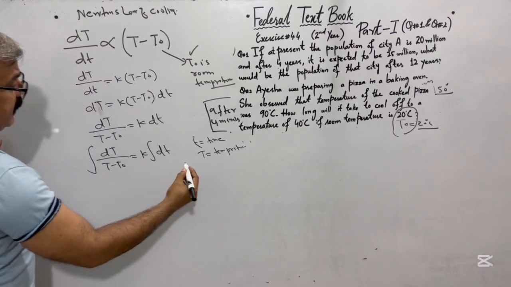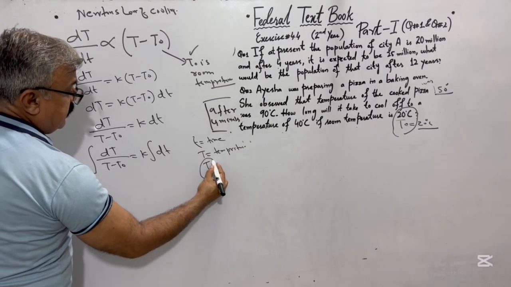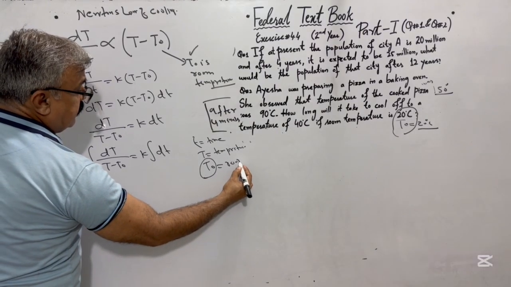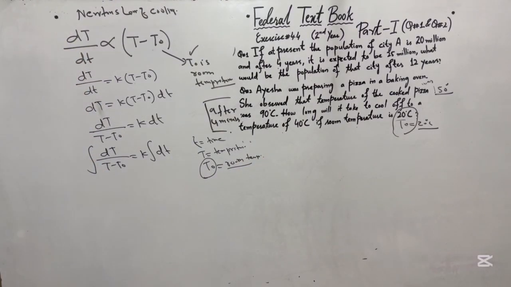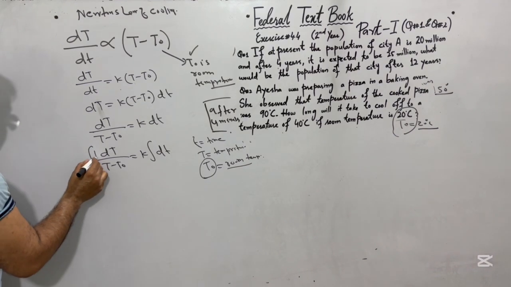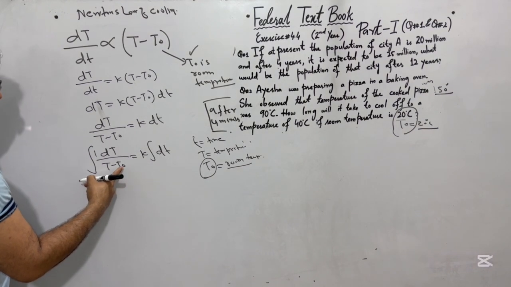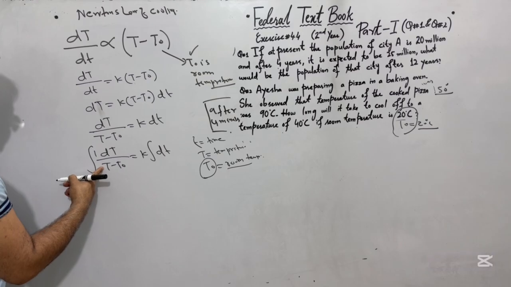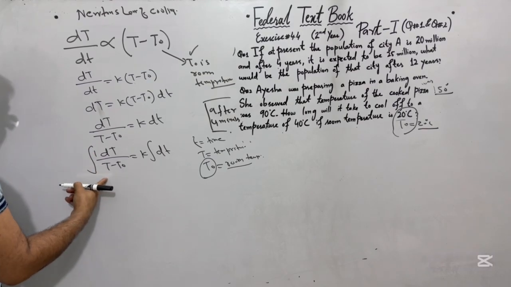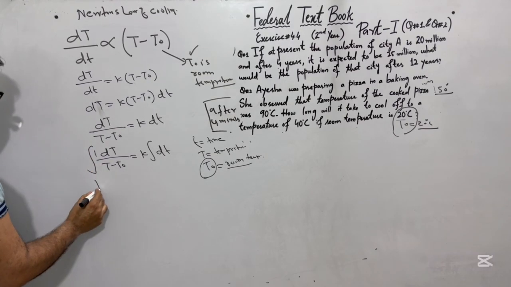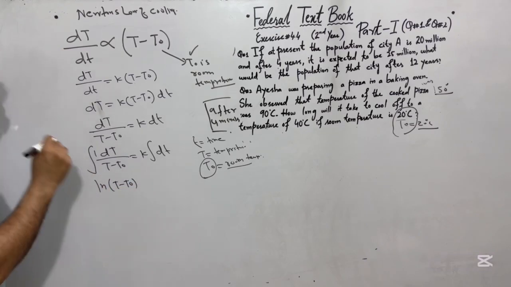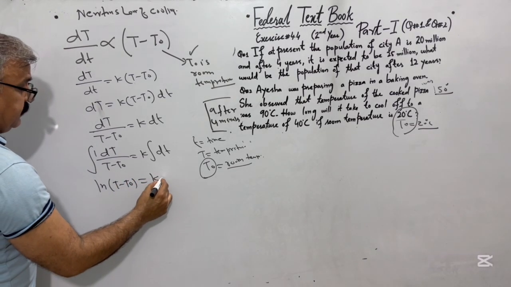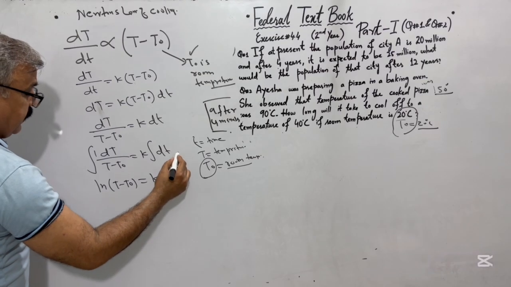We have to compare every temperature to the room temperature, T naught. It is given to us and is always constant. This T is our variable. 1 over T, its integration is ln of T minus T naught, keeping T naught as a constant. It is equal to K times t plus C.